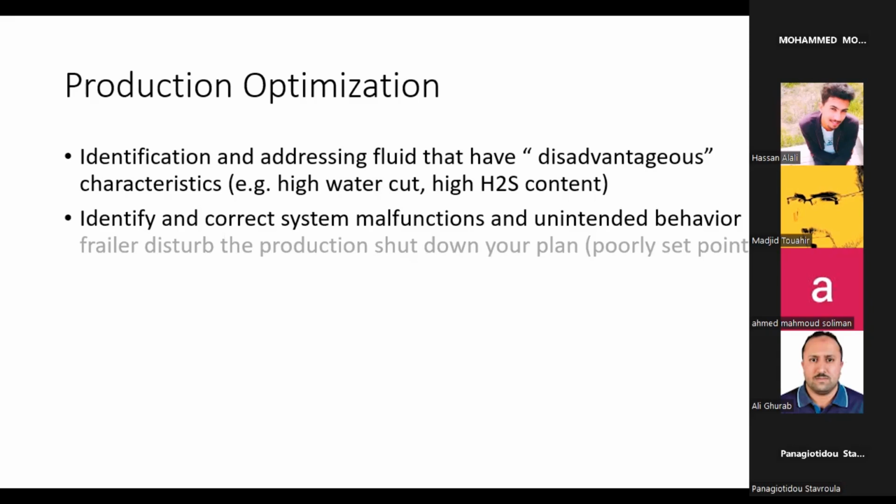Here it's about identifying and correcting system failures and unwanted behavior. A failure can disrupt the production and shut down your plant. For example, a poorly set point affecting our production will give you an alarm and cause some wells to shut, and it's difficult to bring them back online. So in this case, we need to see why we got that alarm, why it happened, and try to address the reason. Is it a poorly set point, or might we have to change some of the equipment in the borehole or on the surface?